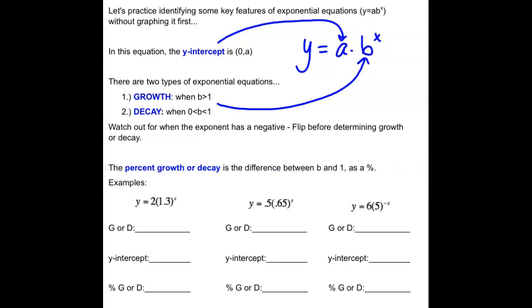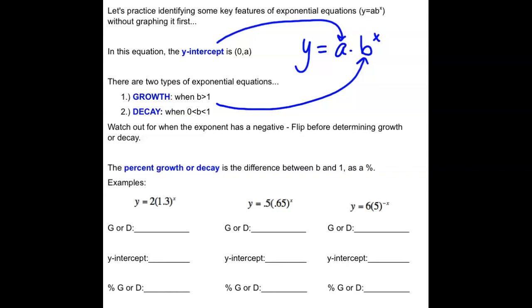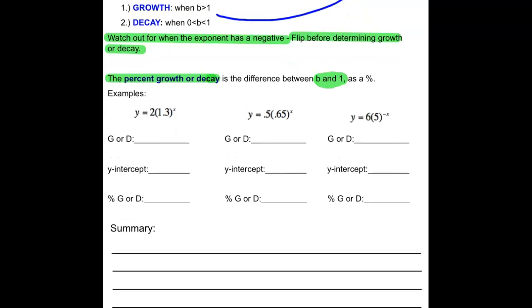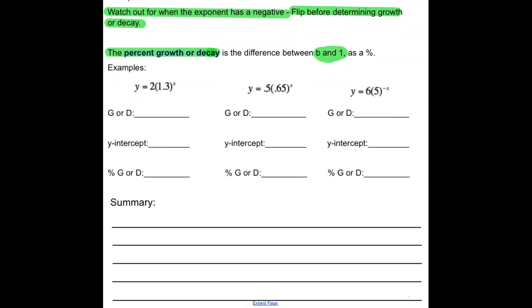One thing to watch out for, you might want to highlight this. If the exponent is a negative number, remember we have to flip our fraction. So make sure you flip that before you decide if it's decay or growth. And then the percent growth or decay is really just how much above or below 1, what's the difference between our base and a 1 converted into a percent. Okay, so let's try these three.